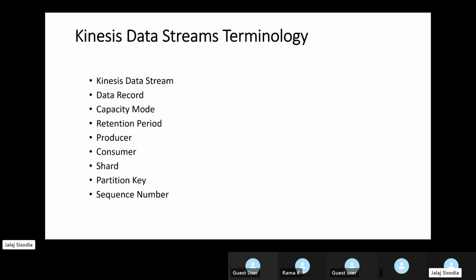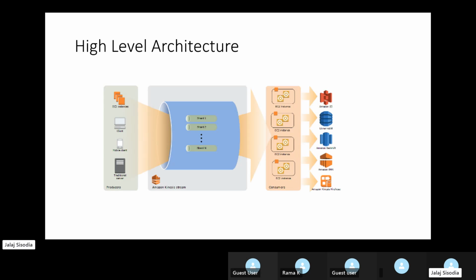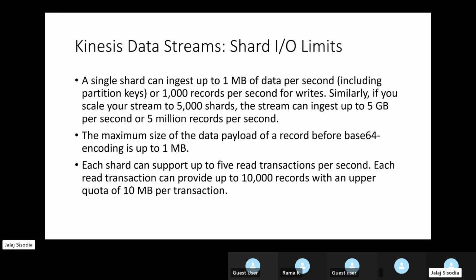Okay, and then we have sequence numbers, basically just a sequence number that gets assigned to every record that we send into Kinesis data streams from the producer side. So every time we send a record to our Kinesis data streams, it just gets a sequence number assigned to it.